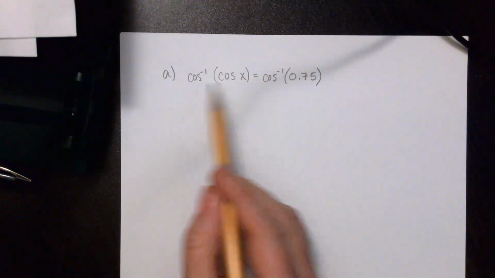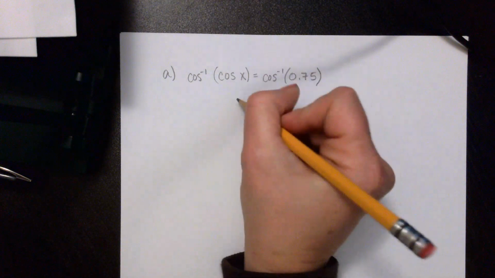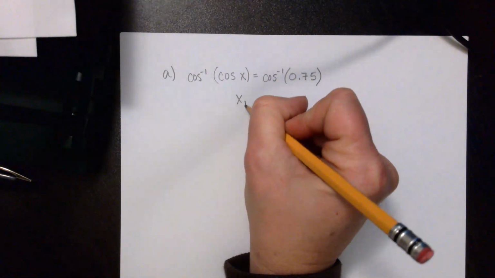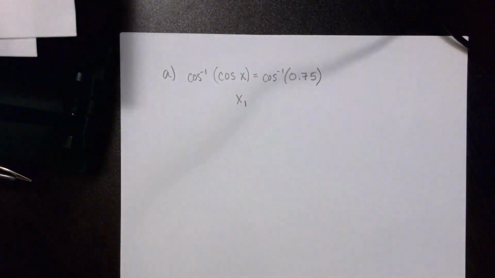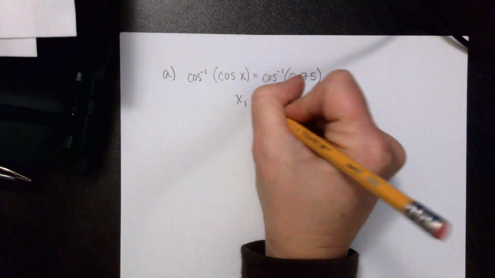So the cosine inverse of the cosine of x is going to be x. So I'm going to call this x1. This is going to be for my first x value, my first angle.